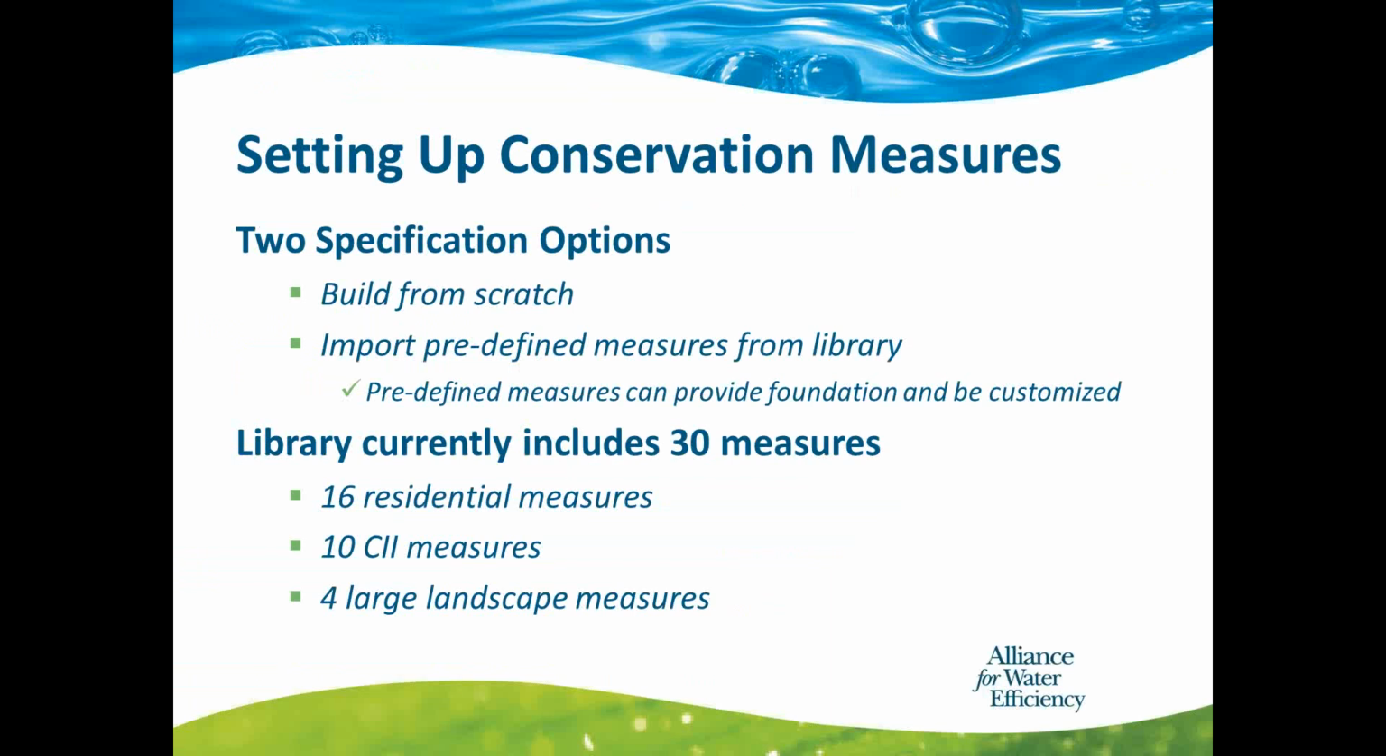Once the avoided costs are entered, we're now ready to set up our conservation measures. We have two options here. We can build a water conservation measure from scratch, or we can import from the library of measures that have already been predefined. However, you do have the flexibility to modify predefined measures and customize them for your location. So the library currently has 30 measures. 16 of those are residential, 10 are CII measures, and 4 of them are large landscape.